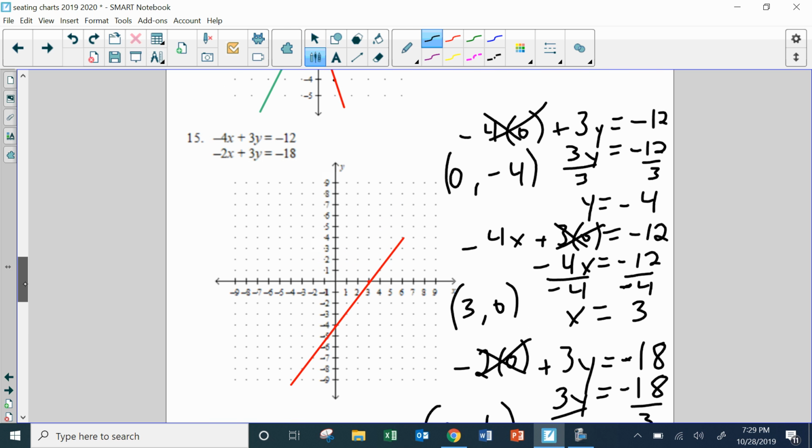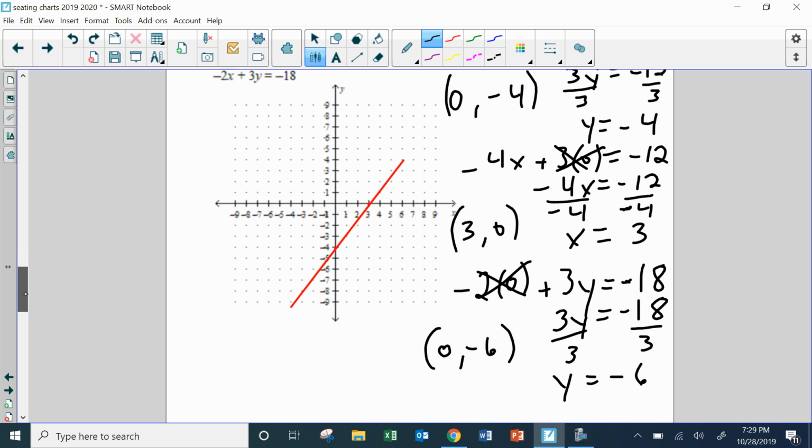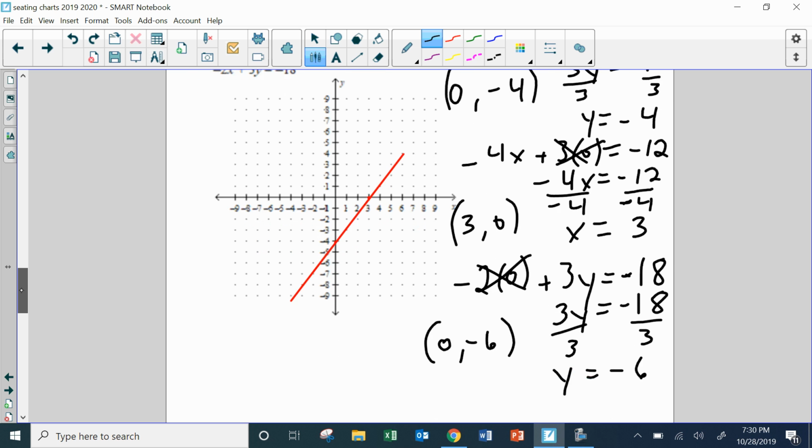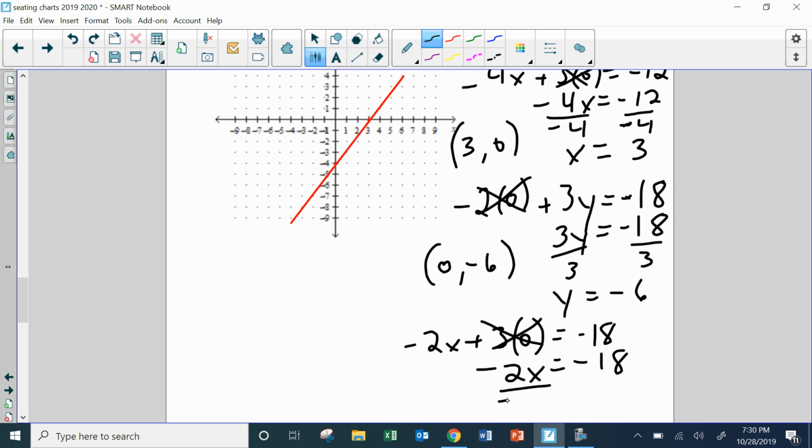So now my second step is I need to make y equal to 0. So I'm going to say negative 2x plus 3 times y equals negative 18. Actually, it's not times y because I'm going to make y 0. So negative 2x plus 3 times 0 equals negative 18. Now I'm making y equal to 0 and solving for x. That all goes away. I have negative 2x equals negative 18. I divide through by negative 2.